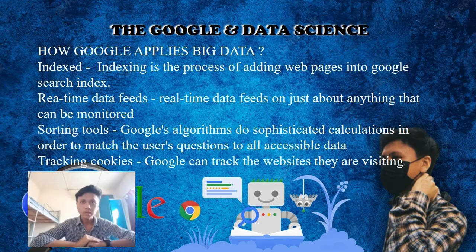Sorting tools. When users conduct a search query, big data analysis, which entails using technologies designed to deal with and interpret this huge data, becomes an important aspect. Google's algorithms do sophisticated calculations in order to match the user's questions to all accessible data. It will try to figure out if the user is looking for news, persons, facts, or statistics, and then fetch the information from the relevant feeds or sources.